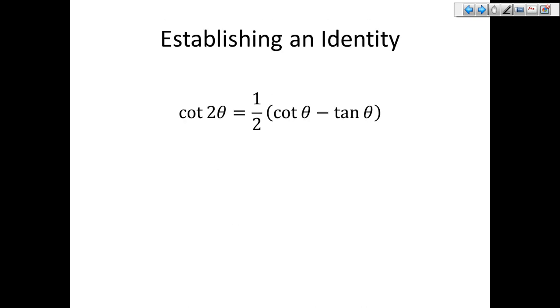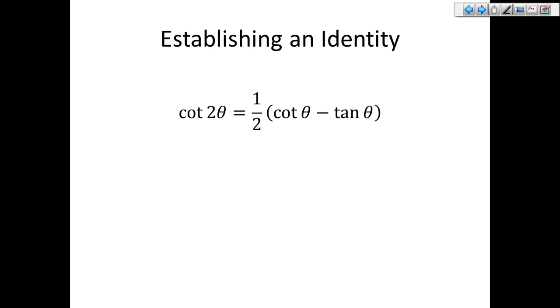So let's go ahead and establish this identity. Now really our process doesn't change a bit, except maybe you look at this and go, well, the right side looks more complicated. But we're trying to use these double angle formulas, so we're going to stick with the left side. We're going to work on the left side of this identity and make it look like the right side. Really, 99 times out of 100 with this book, you're going to work on the left side.